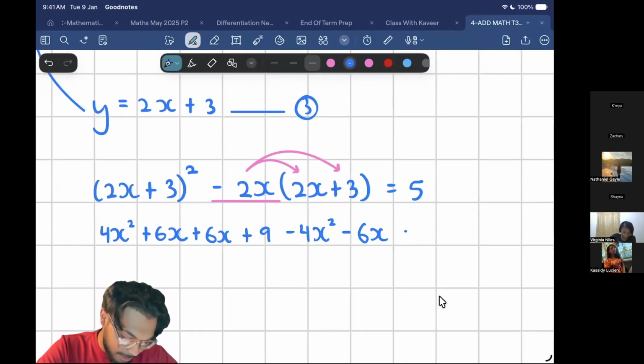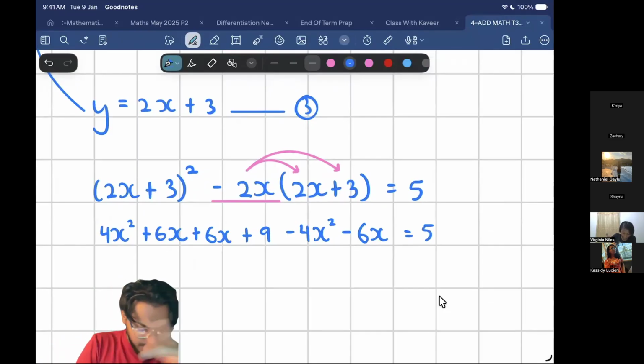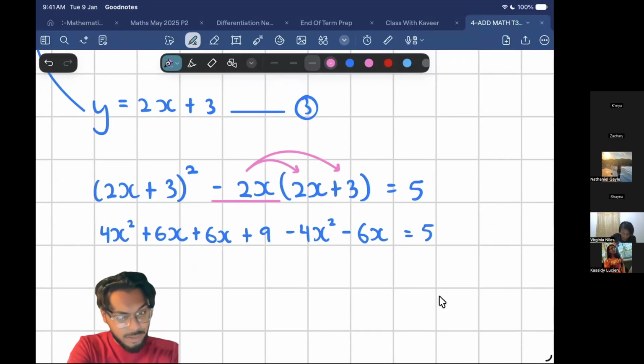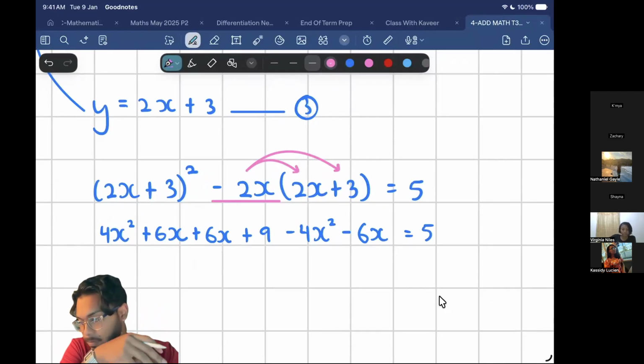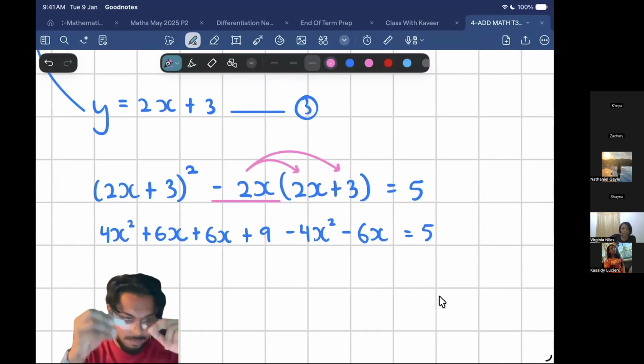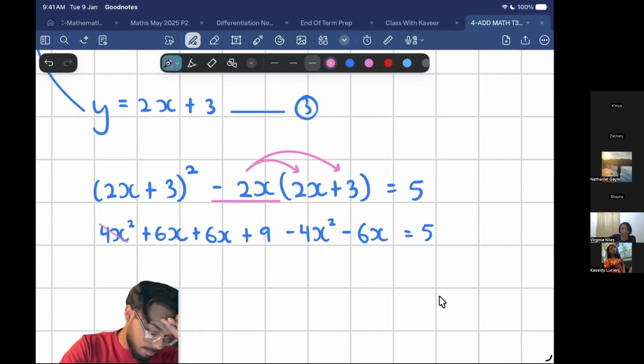All right, and that's equal to 5. Let me simplify now. What could cancel off there? I see some things I could cancel off. The 4x squared, yeah, that could cancel off. Anything else could cancel off? One of the 6x's. Cool. What are we going to end up with? 6x plus 9 equals 5.